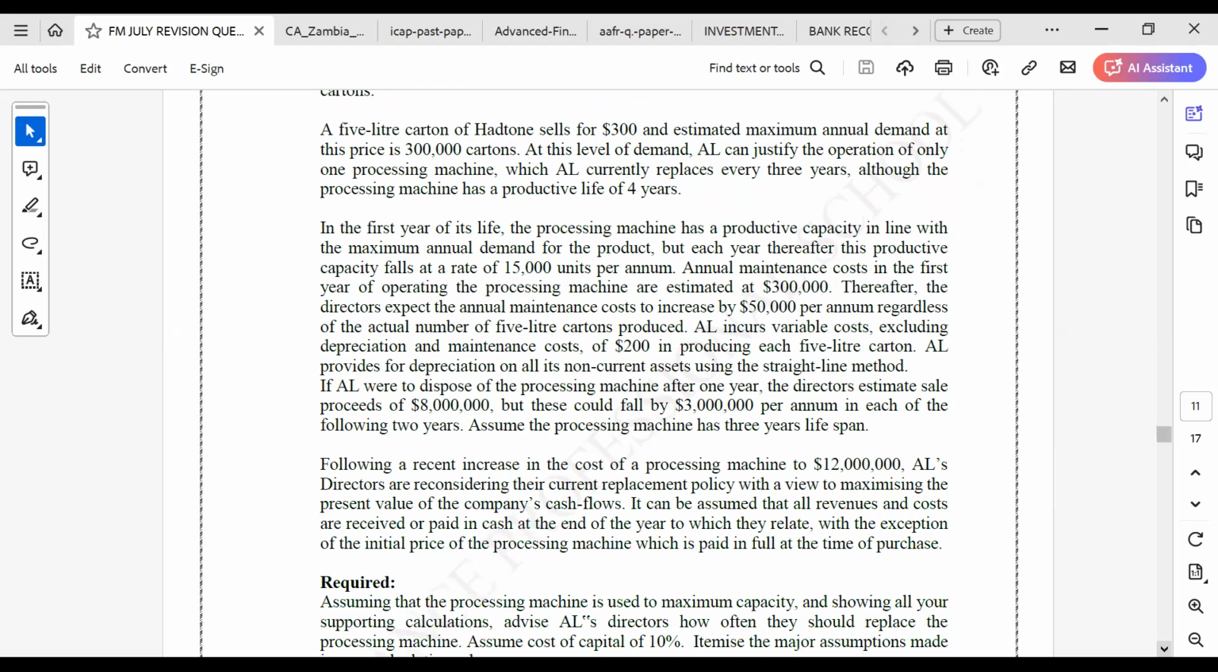Following a recent increase in the cost of the processing machine to $12 million, AL's directors are reconsidering their current replacement policy with a view to maximizing the present value of the company's cash flows. It can be assumed that all revenues and costs are received or paid in cash at the end of each year to which they relate, with the exception of the initial price of the processing machine, which is paid in full at the time of purchase.